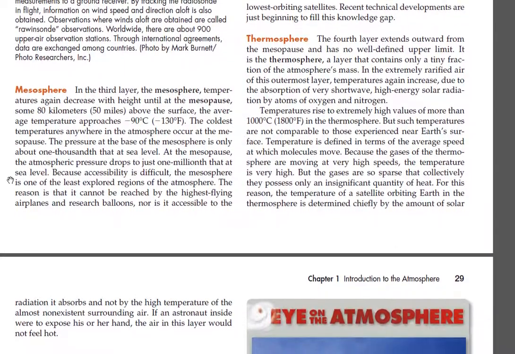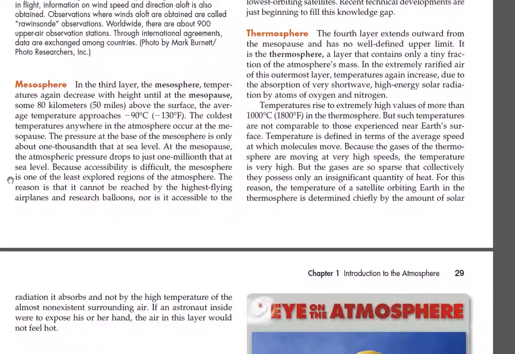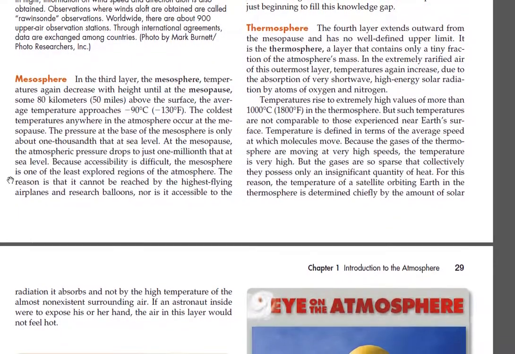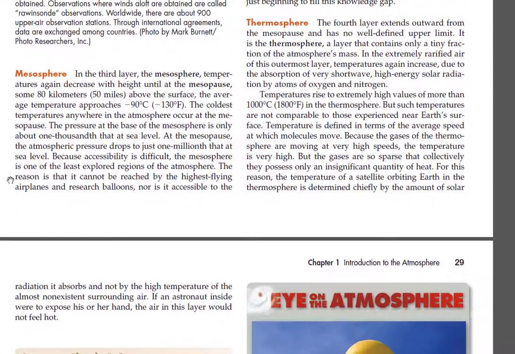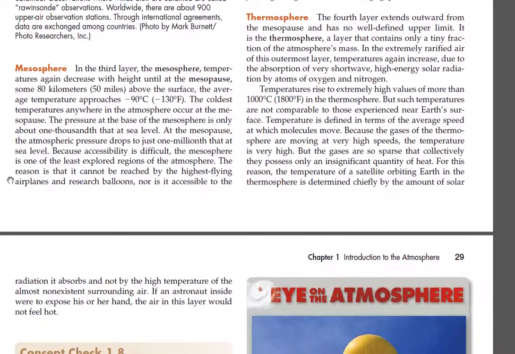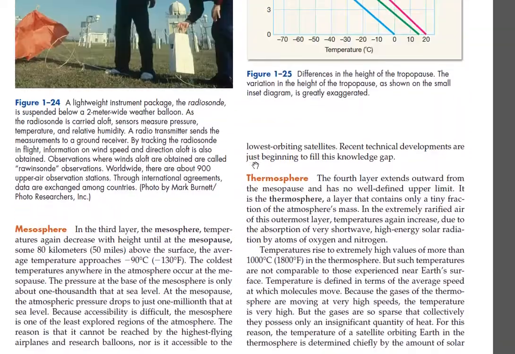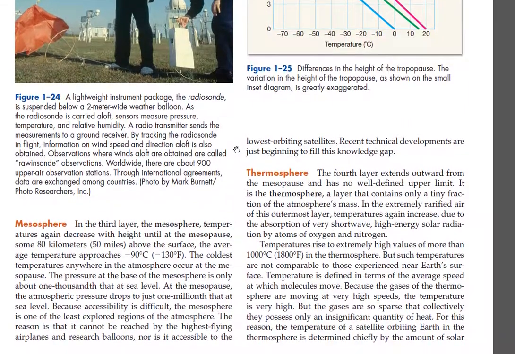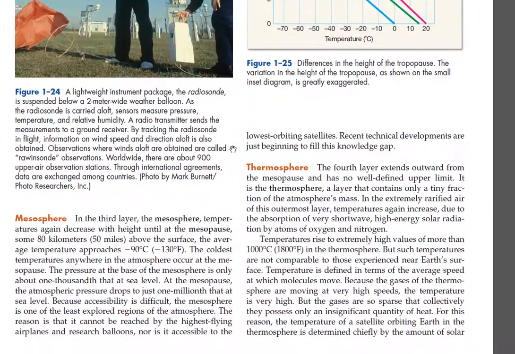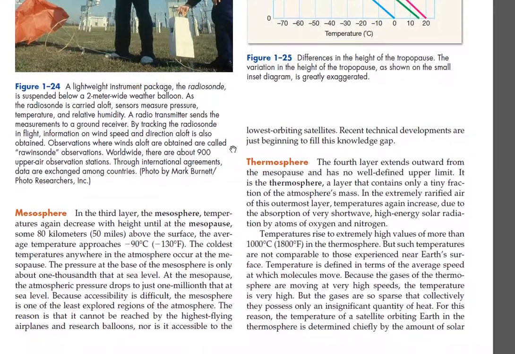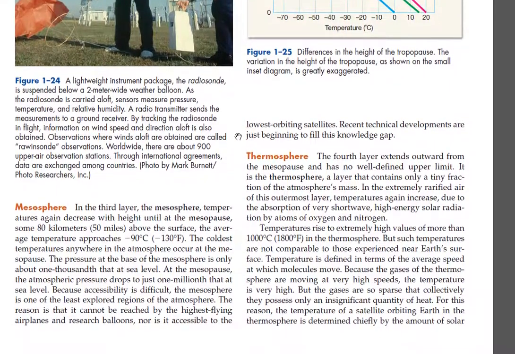Because accessibility is difficult, the mesosphere is one of the least explored regions of the atmosphere. The reason is that it cannot be reached by the highest flying airplanes and research balloons, nor is it accessible to the lowest orbiting satellites. Recent technical developments are just beginning to fill this knowledge gap.